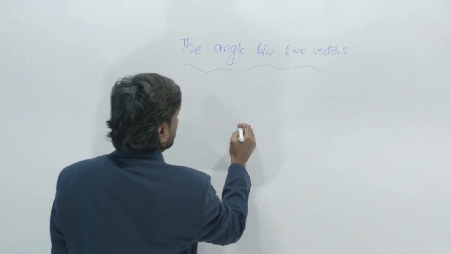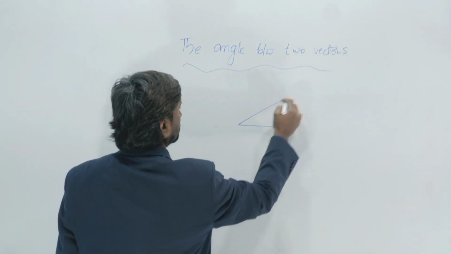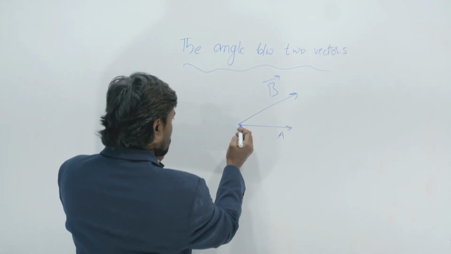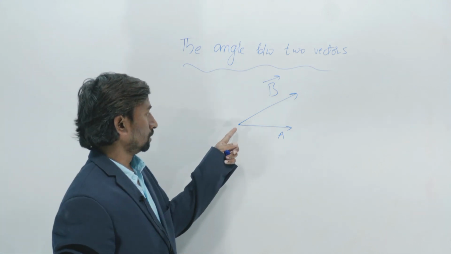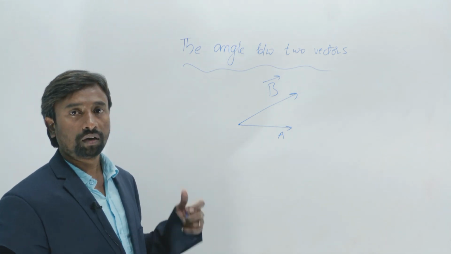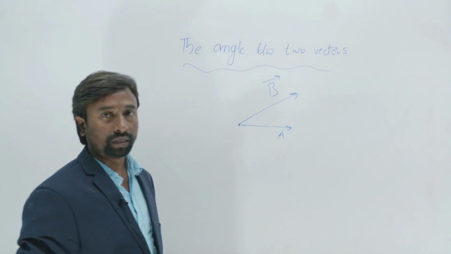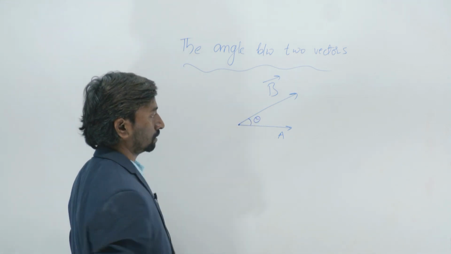So let us take here a vector a bar like this, and b bar like this. Now, to find out the angle between any two vectors, it is a condition that the starting point, the tail or the head, of the two vectors has to coincide with each other. Then this is the angle. We can find out the angle here.